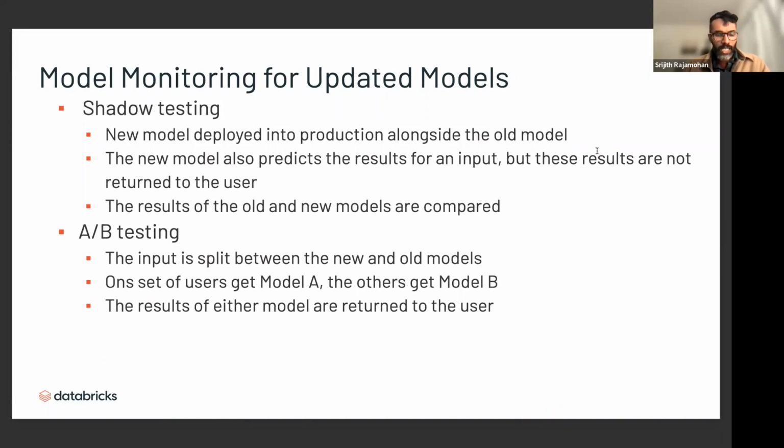In A/B testing, the input is split between the new and the old model. So the new model gets a certain number of users, but the old model also has a certain portion of the users. The results of either model are returned back to the user. So they both get results right back.